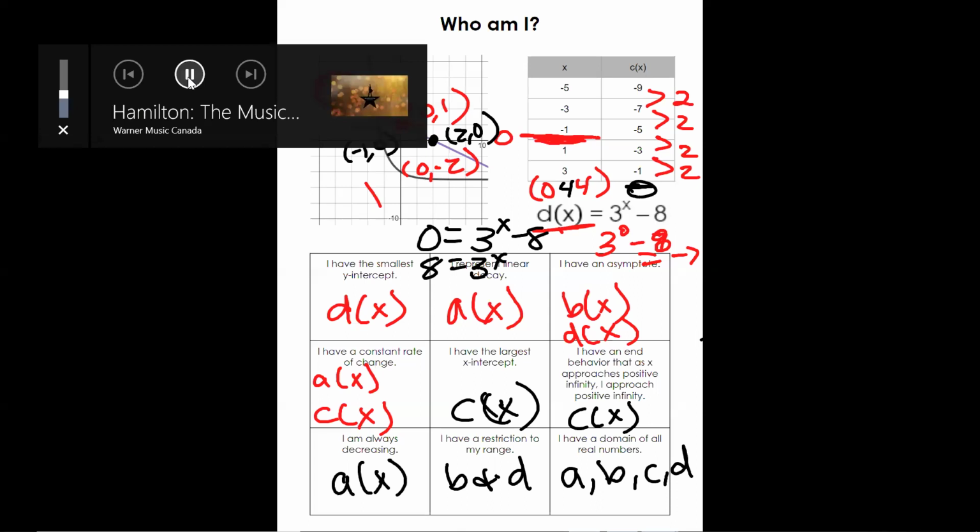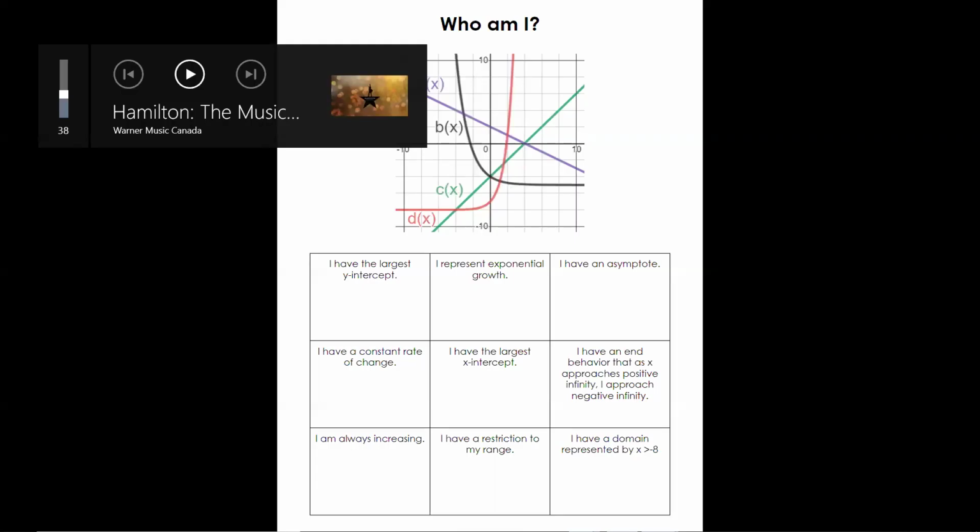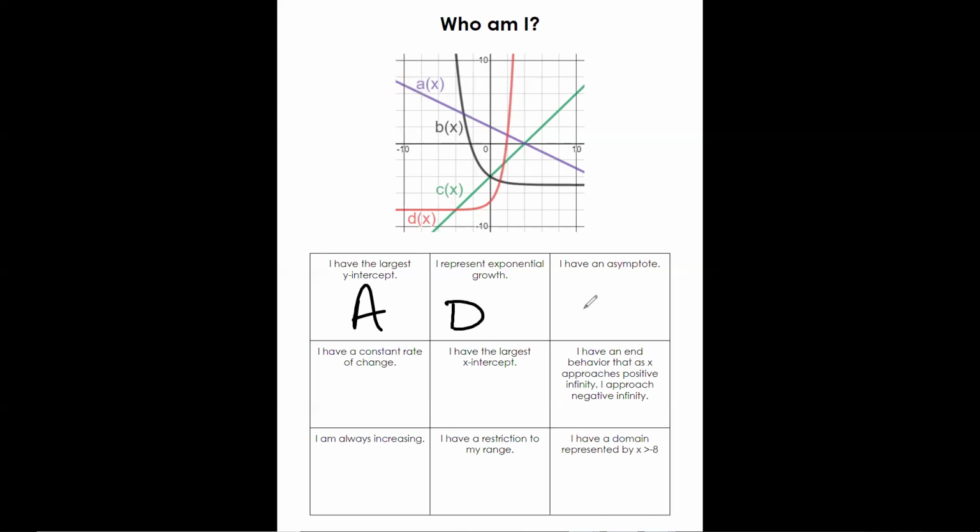Okay, on this one, always decreasing, it should also have b of x on there, because this one's going down the entire time. Yep, that's it. All right. Okay, so help me out. What is the largest y-intercept? A of x. Okay. What about exponential growth? And what about asymptote? BD. Constant rate? B and C. Largest x-intercept?